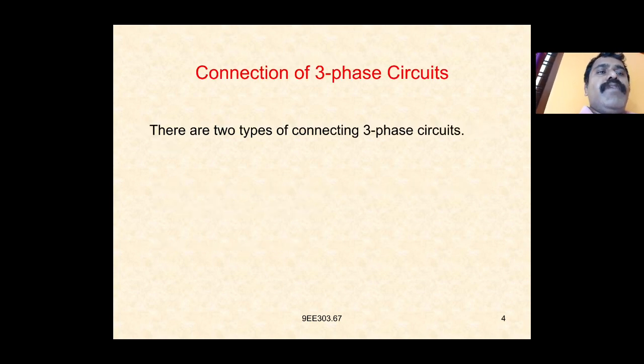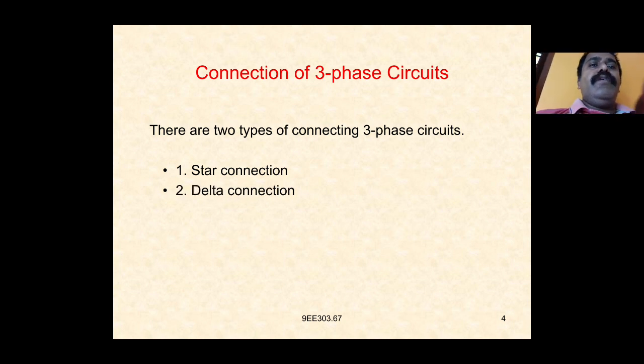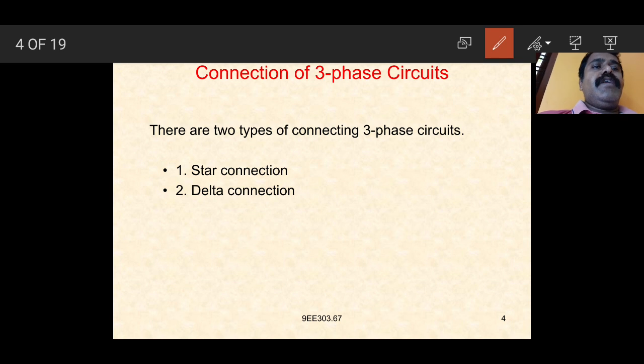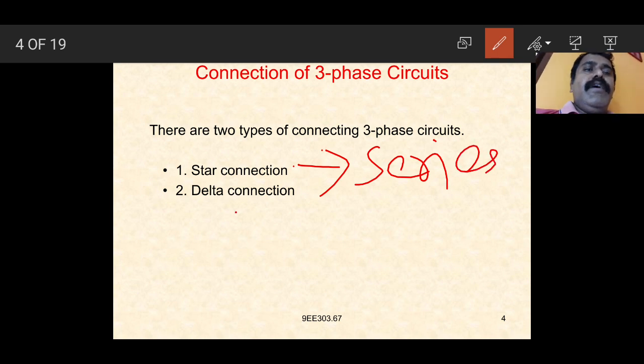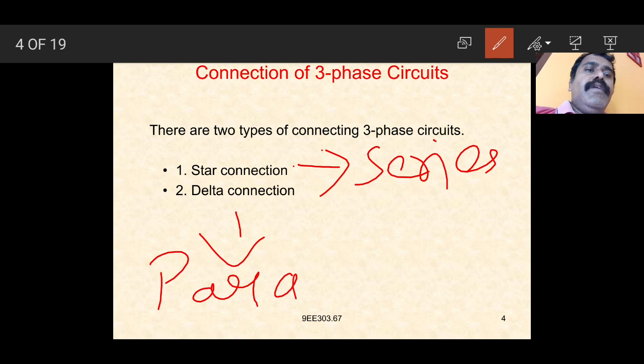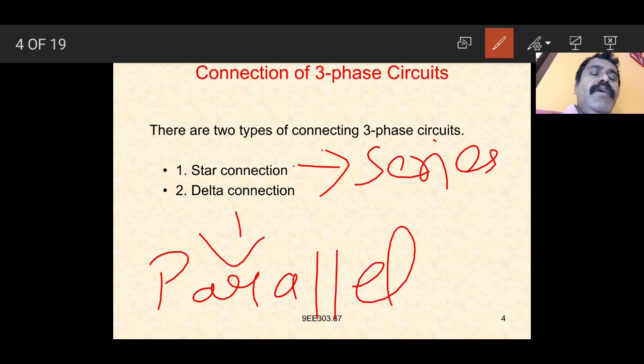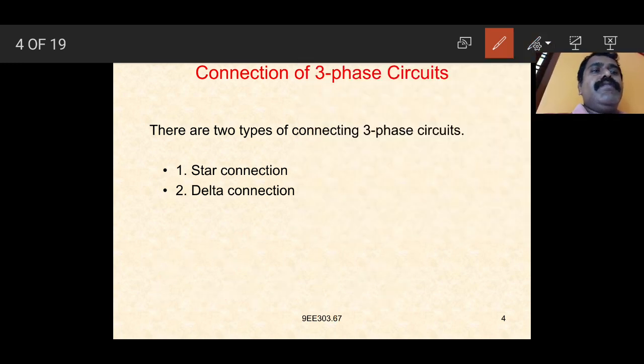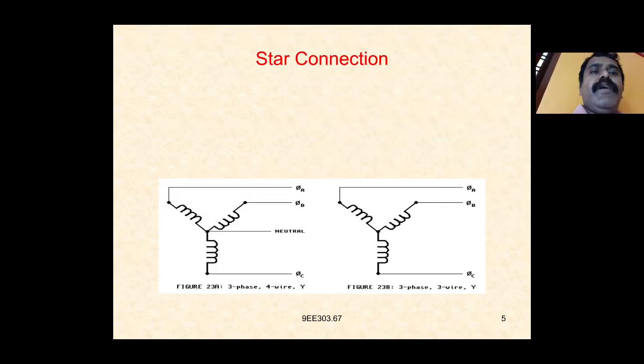There are two types of connecting three phase circuits, the star connection and the delta connection. The star connection is the series connection, and delta is the parallel connection. So star connection and delta connection are the two connections in three phase circuits.